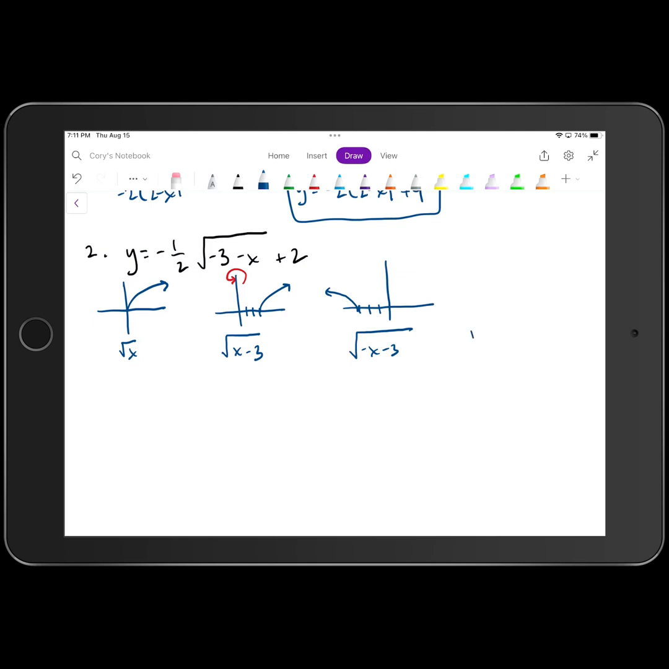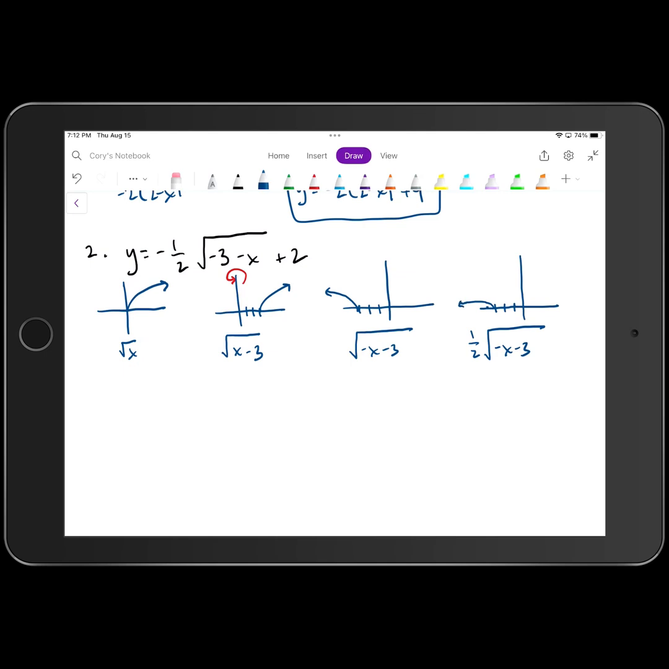I'm going to multiply that function out front by 1/2. So when I multiply out front by 1/2, that is going to vertically compress my graph. So I'm going to draw my graph not opening as big as the previous example, not opening as large, like so.